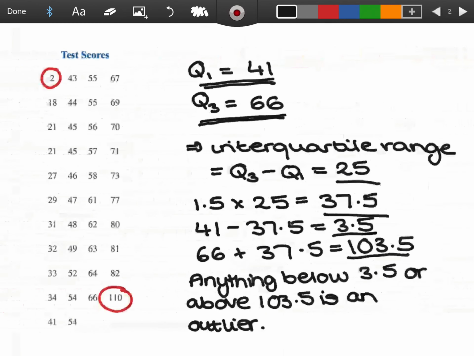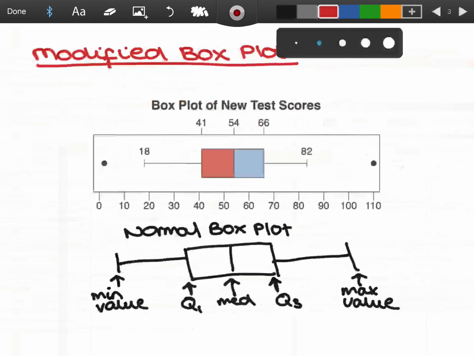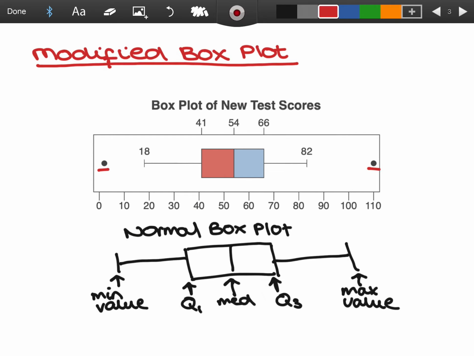So what we've done here, if we go back to our test scores, we said that 2 and 110 were our outliers. This is the modified box plot of that data. At 2 and at 110 they have just put a dot. It can sometimes be done as a star or a cross.